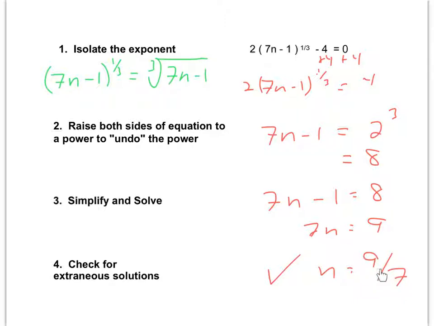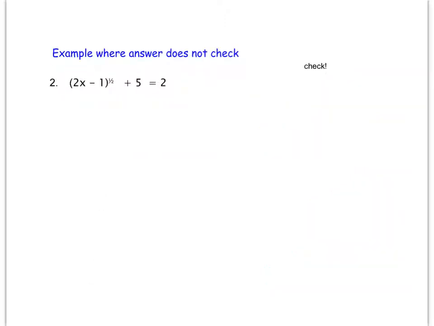9/7. If I take this and plug it back in up to here, 7 times 9/7 is 9. 9 minus 1 is 8. The cube root of 8 is 2. 2 times 2 is 4. 4 minus 4 is 0. Hey, hey, hey, this works. That's "works" in Spanish.